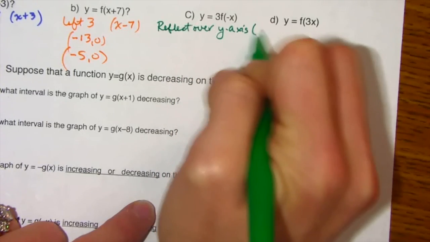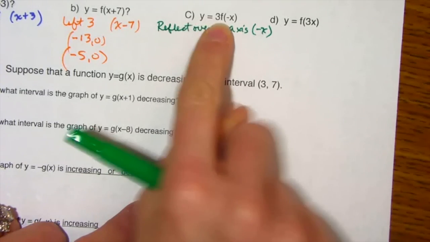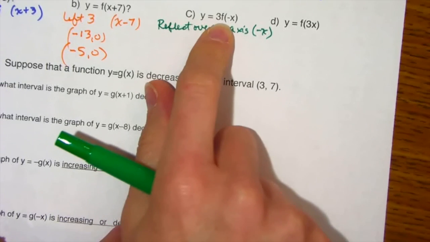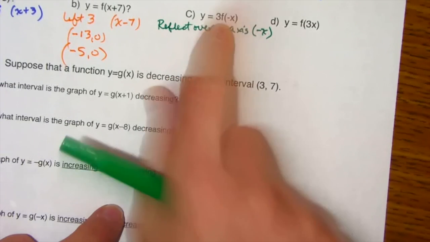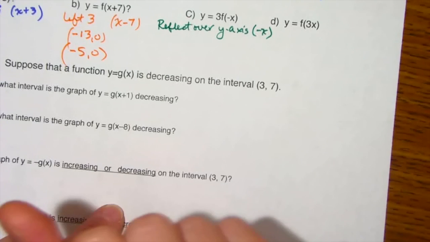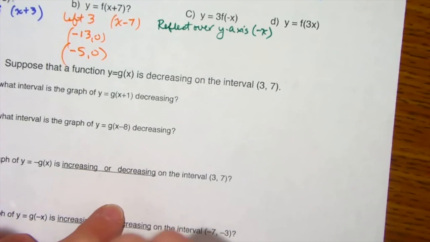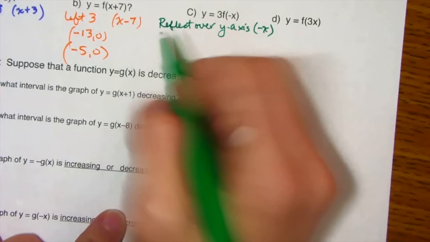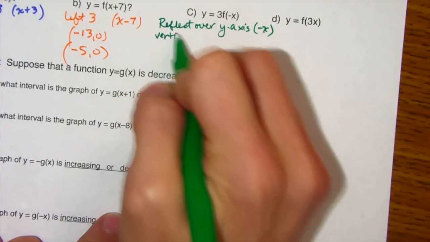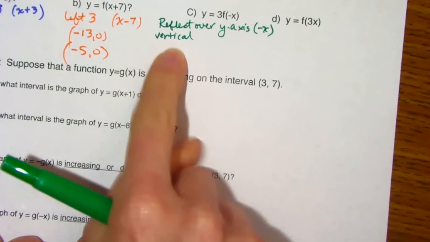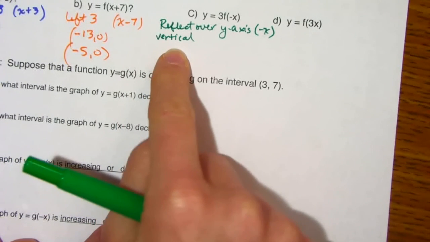That's our negative x. What about this 3? Is that part of the input, or is that on the outside of the function? That's the outside of the function. All right. Because of that, is that going to be a vertical or horizontal change? Yep, outside is always vertical. We have the value of 3. If it's a vertical, is that going to be a stretch or a compression?